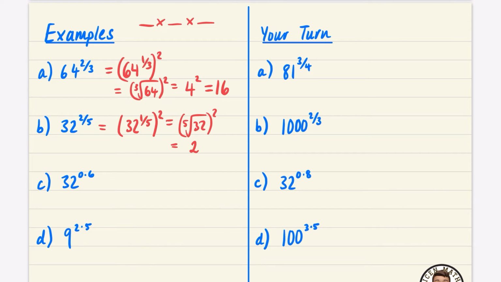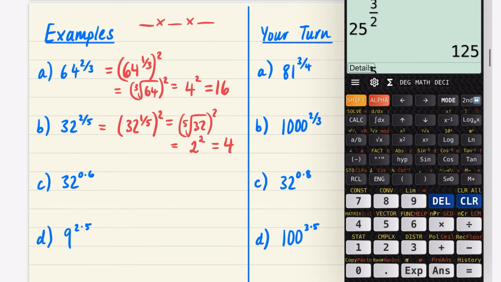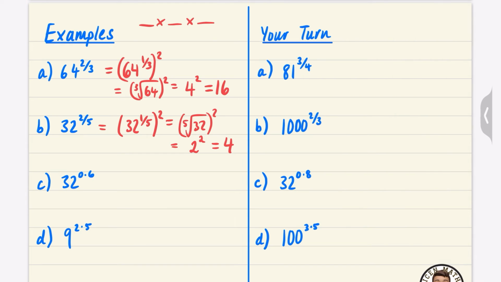Well, the 5th root of 32 is 2. 2 times 2 times 2 times 2 times 2 is 32. So it's 2 squared, which is 4. Let's check this out. So we're going to do 32 to the power of 2 over 5. It is indeed 4.